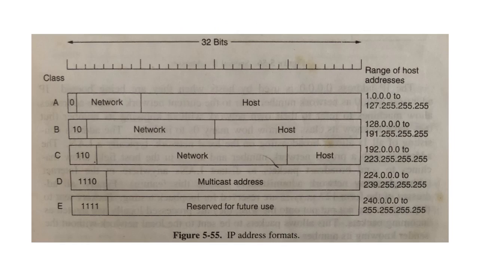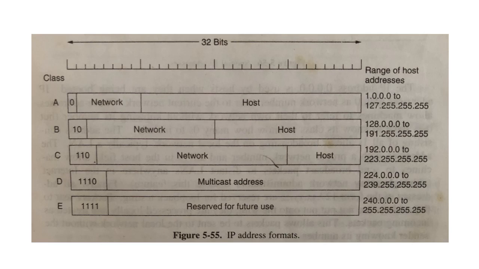Coming to the concept of classful addressing, we have discussed that an IP address is a 32-bit address. The IP address has two parts: one is the network part and the other is the host part. As I told you a couple of moments before, in classful addressing we divide the address space into five classes: class A, B, C, D and E. Look at the figure, where you can see the five classes. So how can we identify which class an IP address belongs to? Look at the first bit.